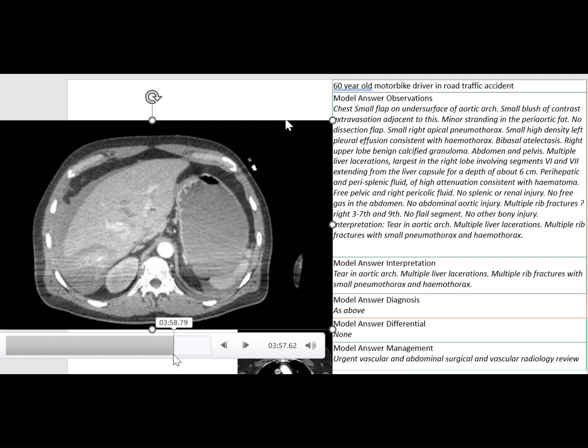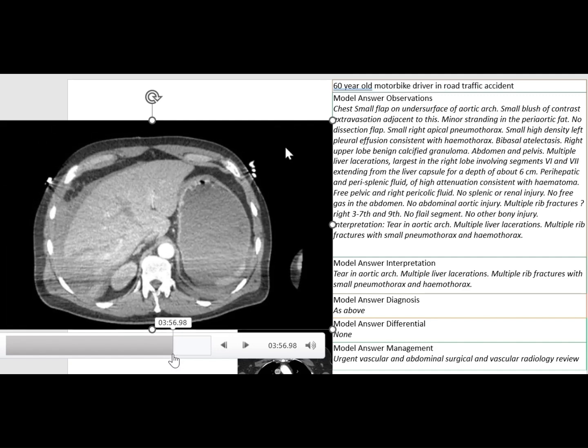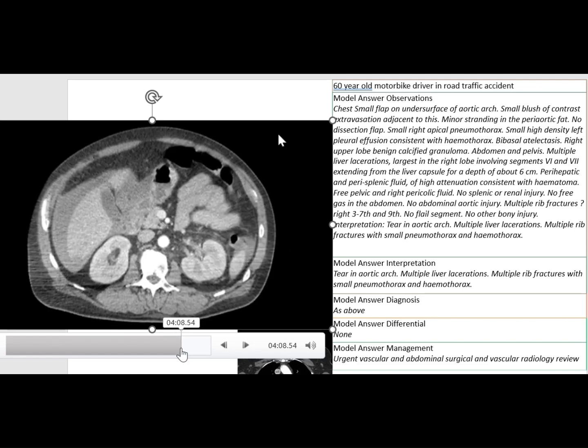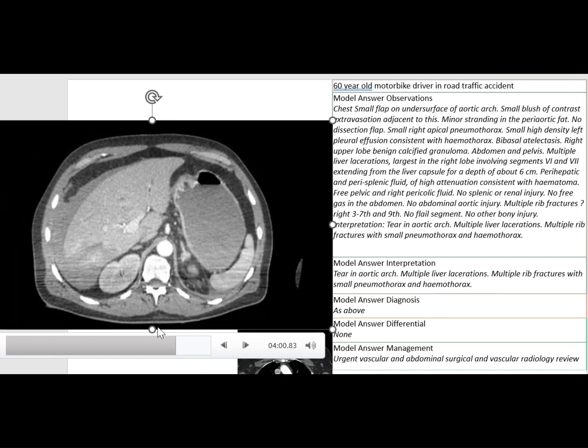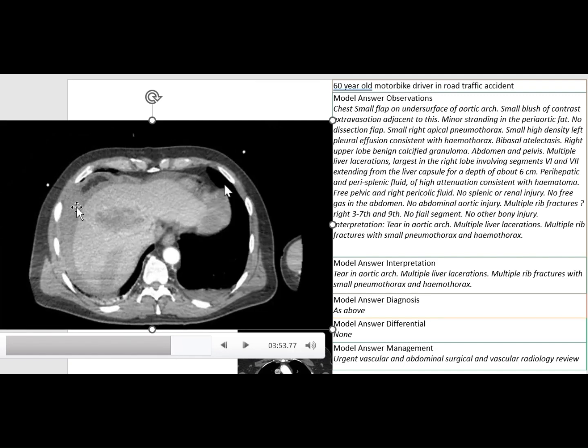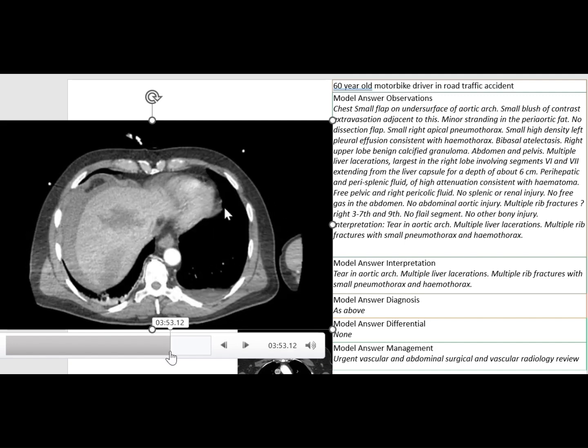So we have here multiple liver lacerations involving mainly the right hepatic lobe, the largest seen involving the 7th and the 6th hepatic segments, with perihepatic free fluid.